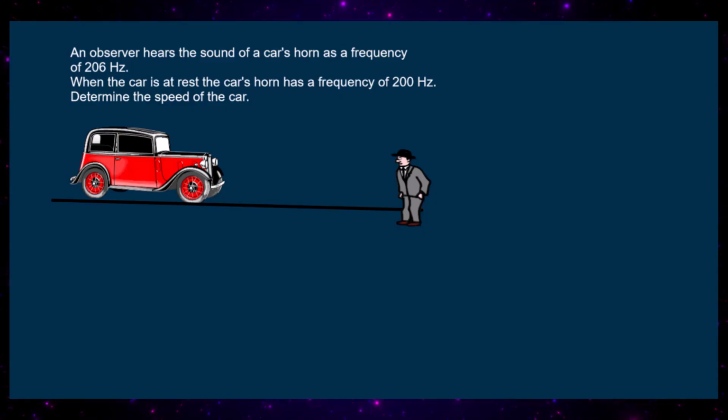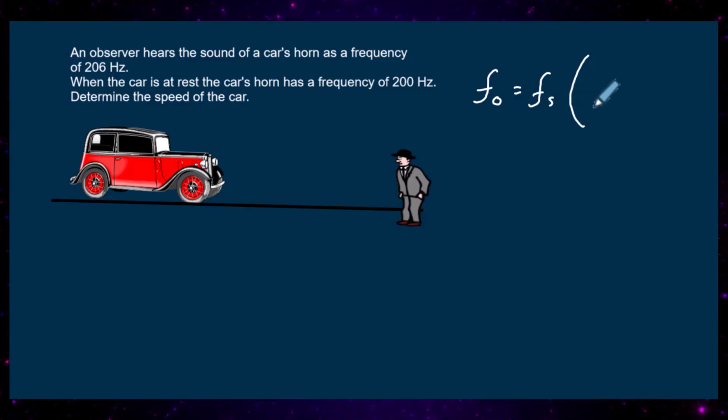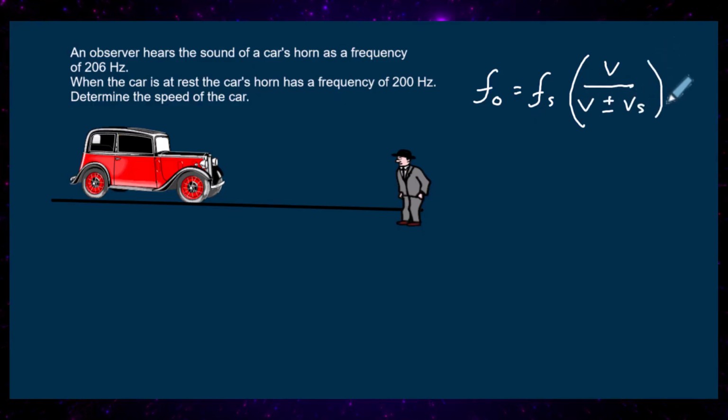Well, the first thing you do is look up your relationship sheet, and you can see you have the following equation. You know that the observed frequency, f0, is going to be equal to the frequency of the source multiplied by this bracket: v, the speed of sound, divided by the speed of sound plus or minus vs. That's the equation in the relationship sheet. Now, we've got to ascertain first of all which of the plus or minus signs we're going to use in the denominator.